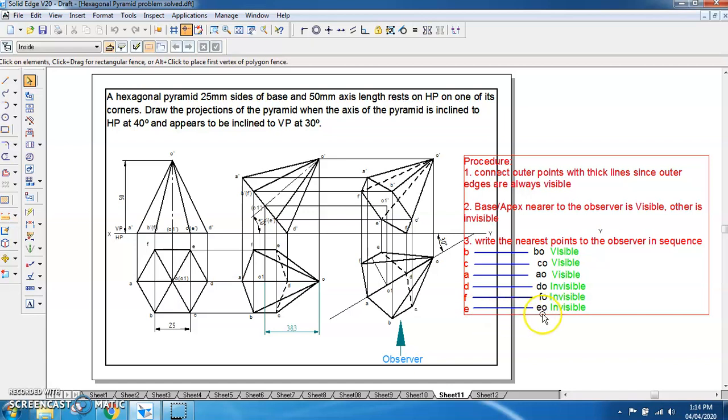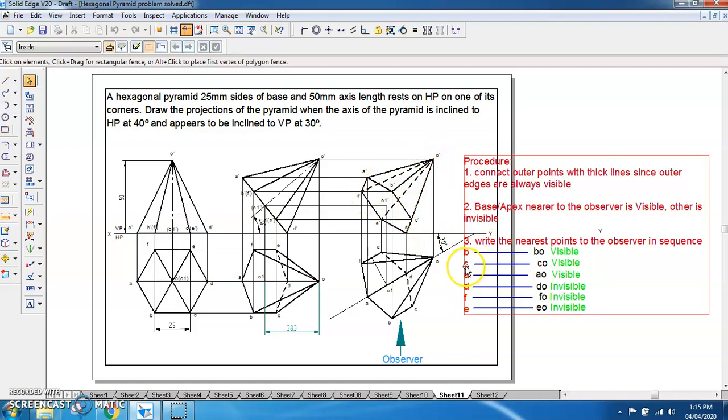So the edge passing through EO is invisible, but EO is forming here. So EO is here, so EO is marked as invisible. The edge passing through the first nearest, so BO. BO is the edge passing through the first nearest point, that is B. So BO is visible. So BO you are marking as visible. Then the edge passing through the second farthest. Second farthest is F and the edge passing through F is FO, that is invisible. So FO will be invisible.